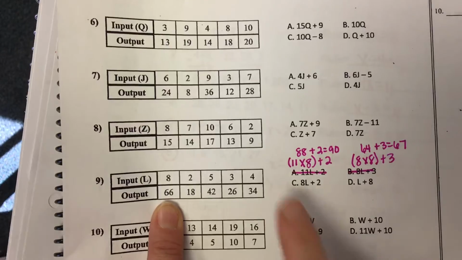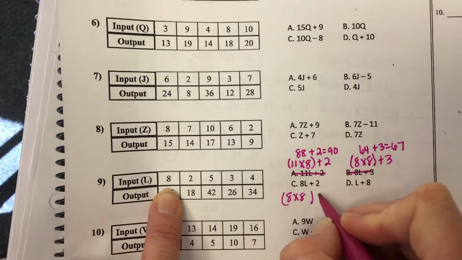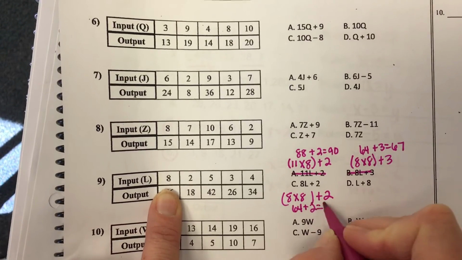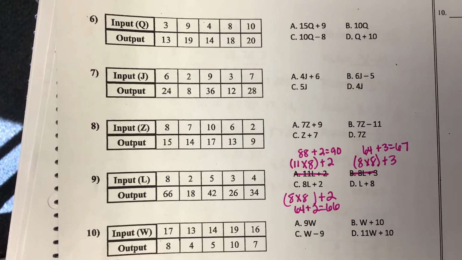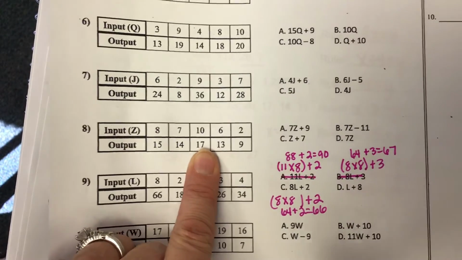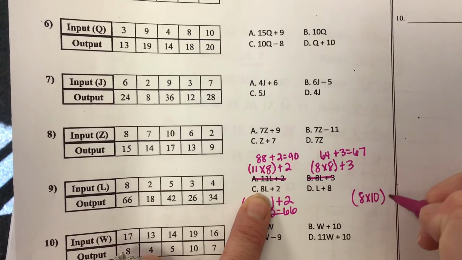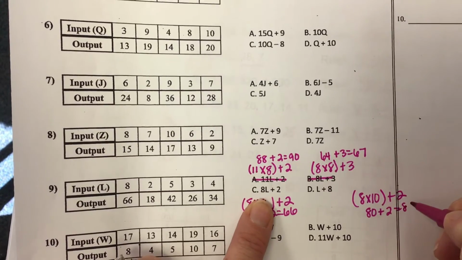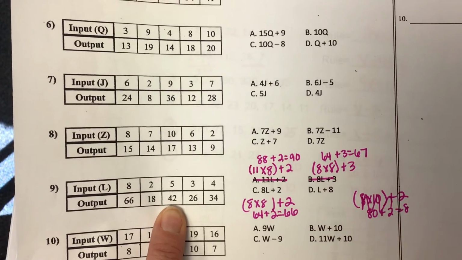Mason, let's try C. 8L is the same as 8 times 8 plus 2. 8 times 8 is 64, plus 2 equals 66. This looks like the rule, but do we need to try it with another example? Yes. So let's go to the middle, 10 and 17. So 8 times L is now 8 times 10 plus 2. 8 times 10 is 80, plus 2 is... You were on the wrong one. We're on number 9, not number 8. I'm sorry, thank you. Now I've made 2 errors on my recording.